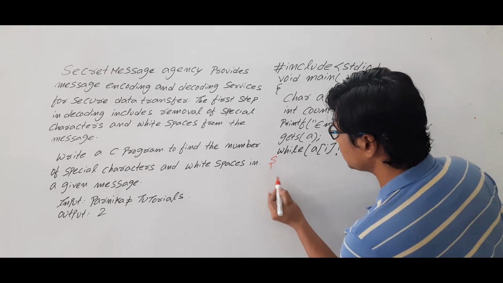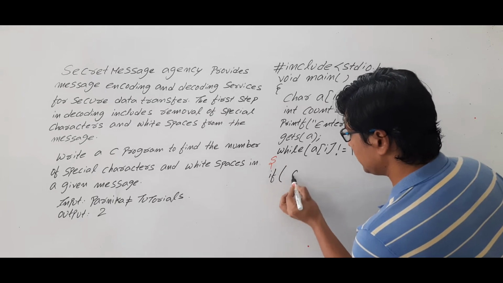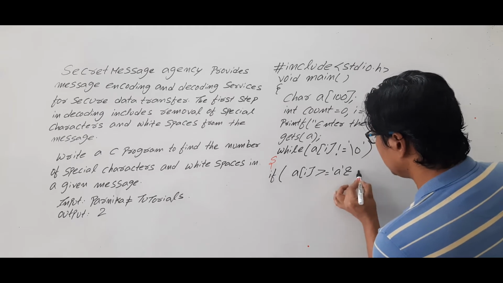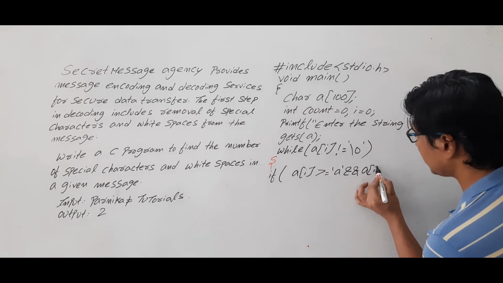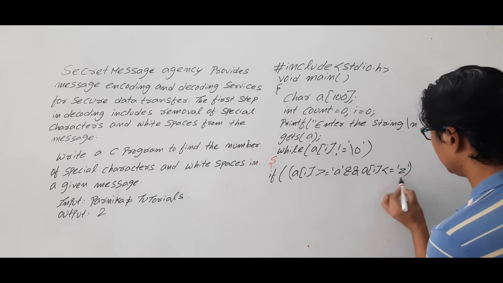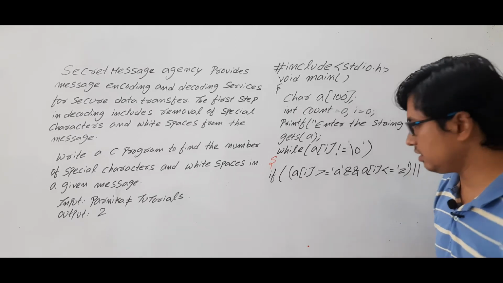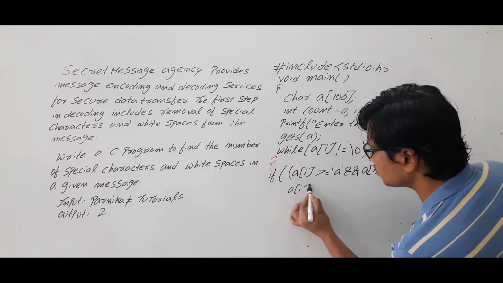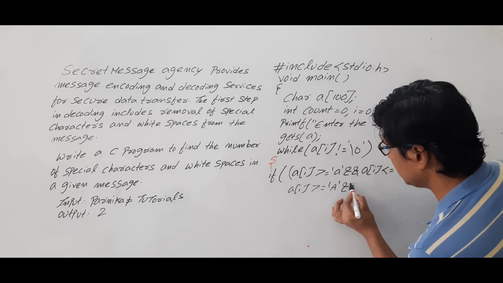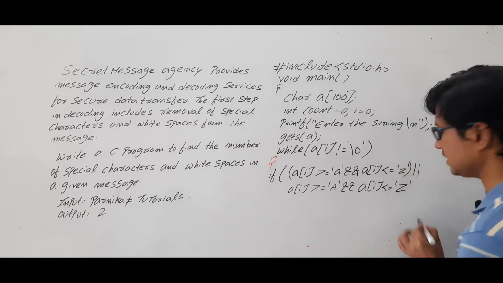Now what I need to do, I need to write a condition. If a[i] is greater than or equal to small a, logical AND, a[i] is less than or equal to small z. This entire part, logical OR, either it is from a to z or capital A to capital Z. Small a[i] is greater than or equal to capital A, logical AND, a[i] is less than or equal to capital Z.